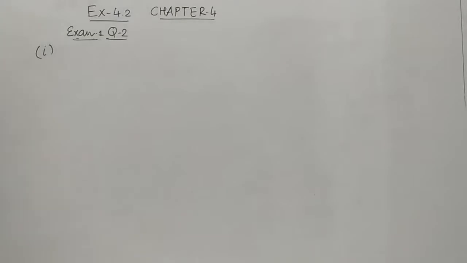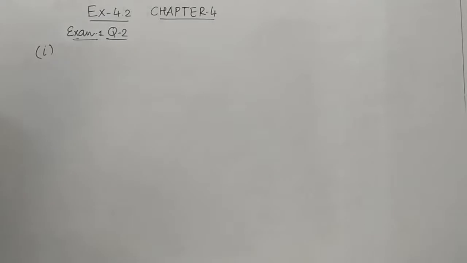So let's see the first question. It is said that there are two persons, John and Jivanti. Together they have 45 marbles. Both of them lost 5 marbles each, and the product of the number of marbles they have now is 124. So now we have to find out how many marbles they had initially.